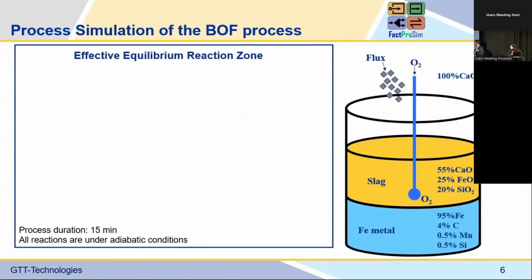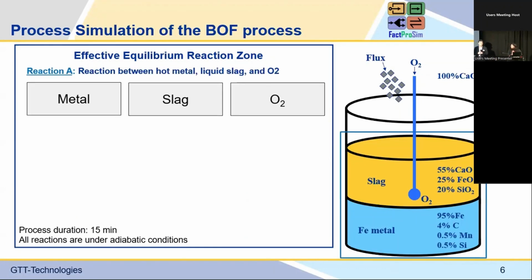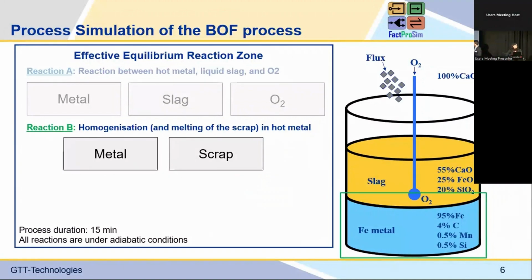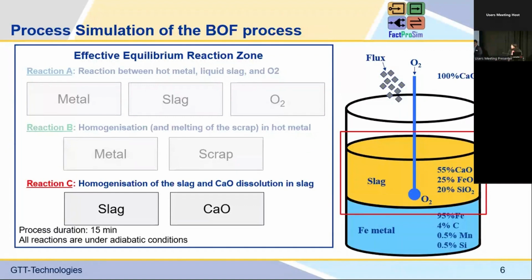What is the effective equilibrium reaction zone? We define for this process 3 different reactions. The first one is the reaction between the hot metal, the liquid slag, and the oxygen that we blow. So this is the region where it happens. Reaction B is the homogenization and melting of the scrap in hot metal, so we have 2 components here, metal and scrap. And we have also a reaction we define as reaction C, homogenization of slag and calcium oxide dissolution in slag. So the flux, the base here.